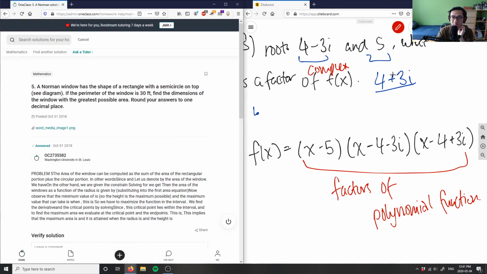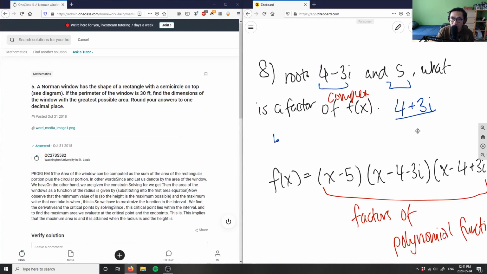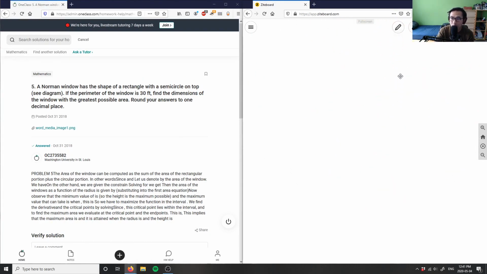And this is number 9 here. So a Norman window has the shape of a rectangle with a semicircle on top. See diagram. If the perimeter of the window is 30 feet, find the dimensions of the window with the greatest possible area. Round your answers to 1 decimal place.